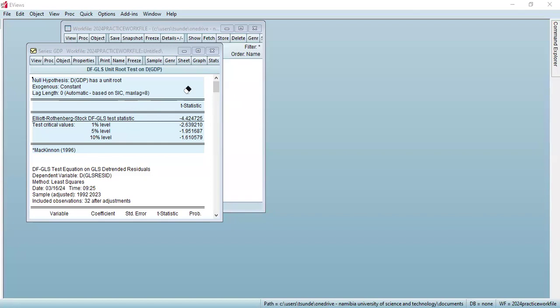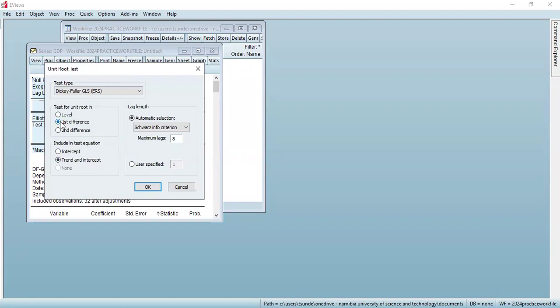The variable, the first difference of GDP, is a unit root. Right. So we accepted the null hypothesis. After first differencing the variable, we accept the null hypothesis. Now let's do the test again using the constant and trend. You go to view, unit root test, trend and intercept. First difference. So we are doing the test at first difference, now using the model with the trend and intercept.